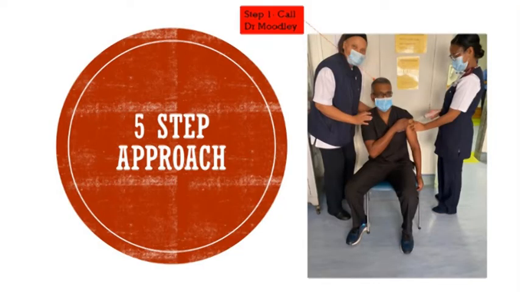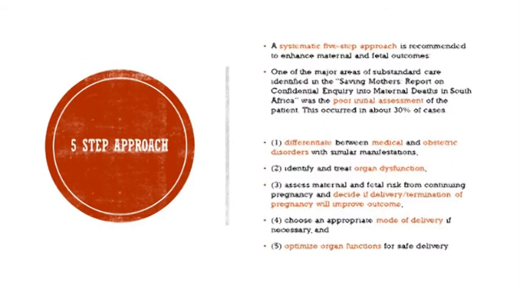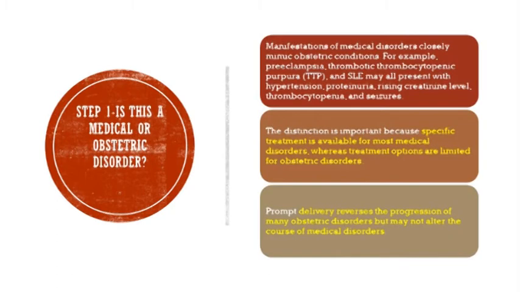So, a systematic 5-step approach is recommended to enhance maternal and fetal outcomes, and we all know that step 1 is to call Dr. Moodley when we have a sick patient. One of the major areas of substandard care identified in the Saving Mothers report was the initial poor assessment of the patient, which occurred in about 30% of cases. So we're going to go through the 5-step approach now.